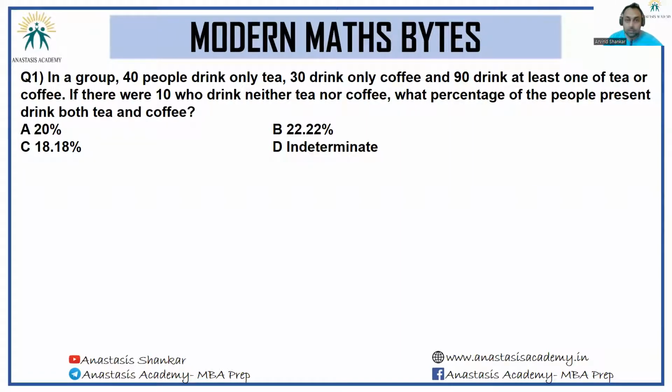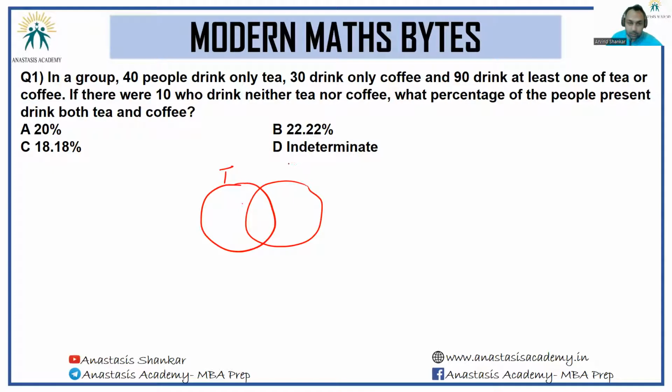Let's look at the solutions of modern maths bites. In a group, 40 people drink only tea, 30 drink only coffee, and 90 drink at least one of tea or coffee. If there were 10 who drink neither tea nor coffee, what percentage of the people present drink both tea and coffee? Okay, so this will require us to make a Venn diagram.